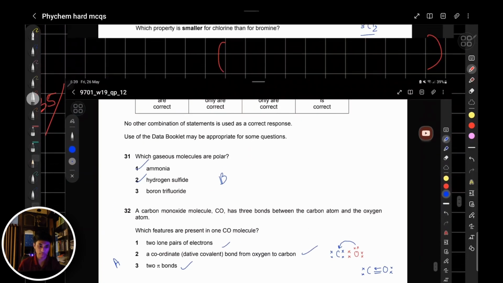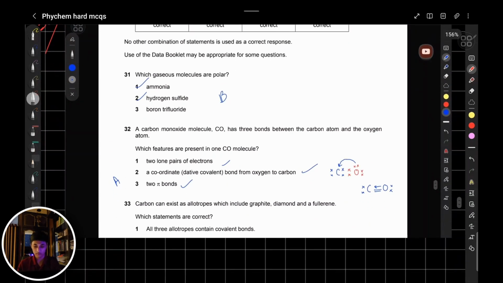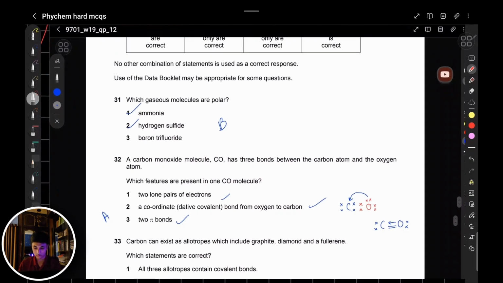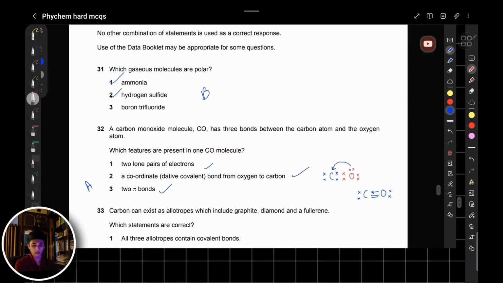Question 35. A carbon monoxide molecule, CO, has 3 bonds between the carbon atom and the oxygen atom. Which features are represented in one CO molecule?